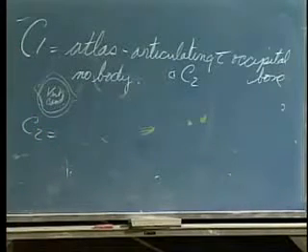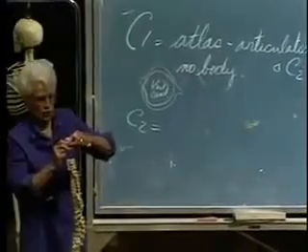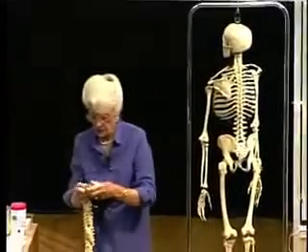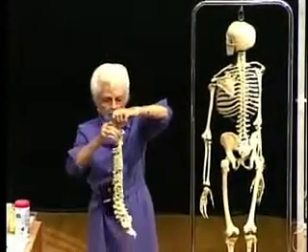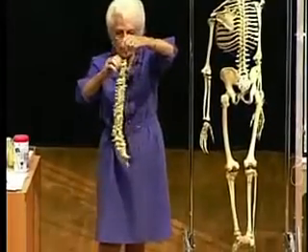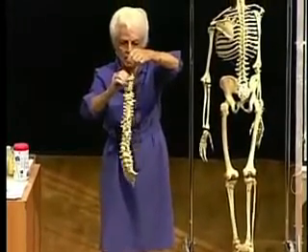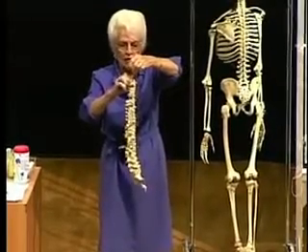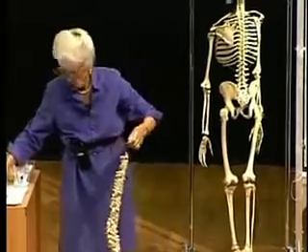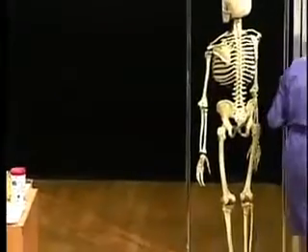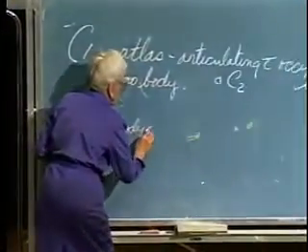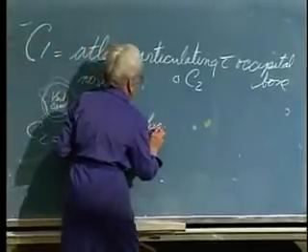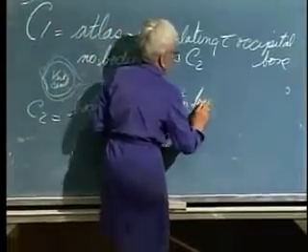C2 looks different because it has this tooth-like process. This is C2, and it's got a tooth-like process sticking up there. What does that represent? That's the body of the first fused to the body of the second. So C2 differs because the body of C1 fuses to body of C2.